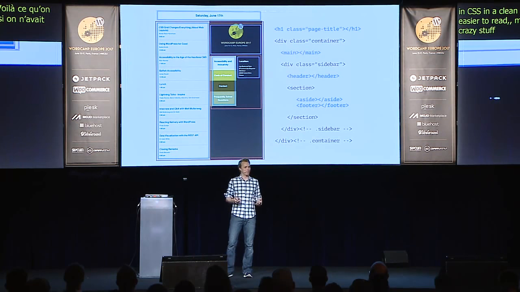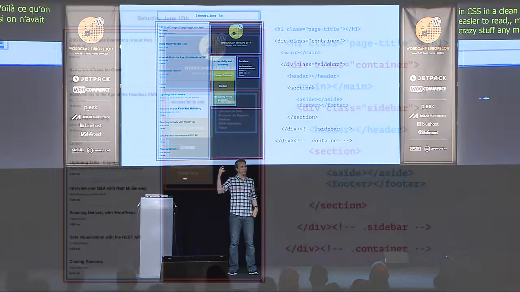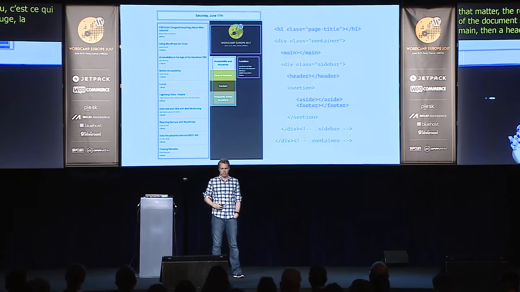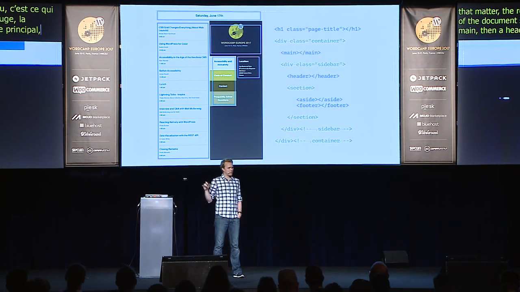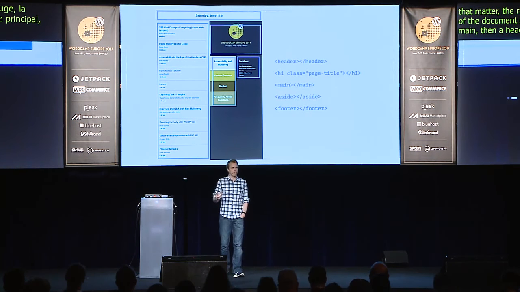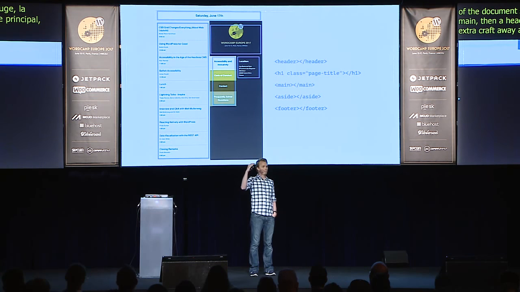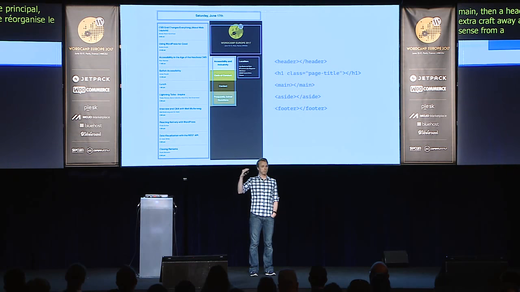If you look at my example, the blue items are the ones that matter. The red don't. But even if I take away the red items, the structure of this document still makes no sense. We have a heading one, then we have a main, then we have a header, then we have an aside, and then we have a footer. If I take all the extra cruft away and reorganize the document, all of a sudden it makes much more sense from a semantic standpoint. Header, H1, main, aside, footer.